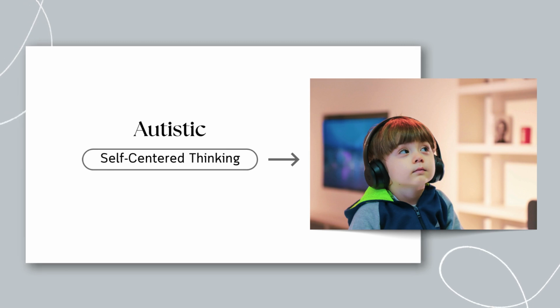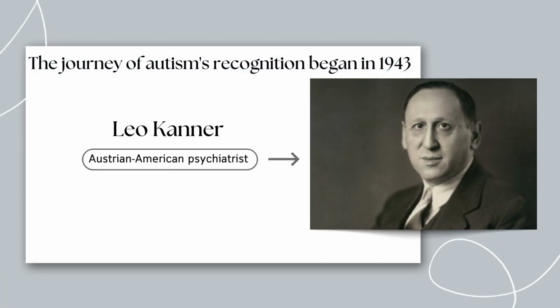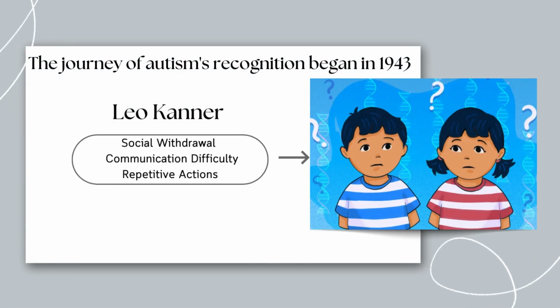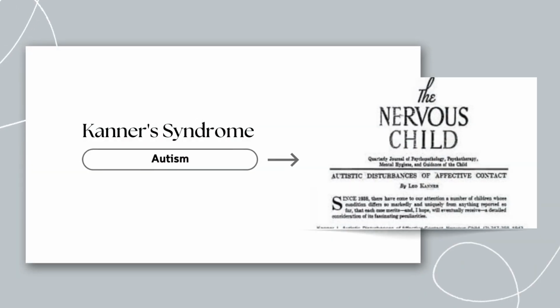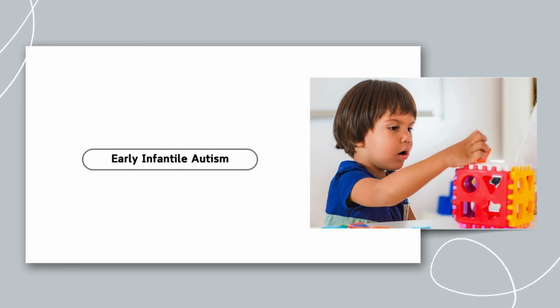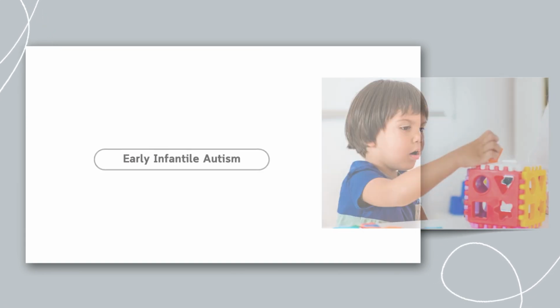In 1943, American psychiatrist Leo Kanner noticed about 11 children played and talked in a way that was different from others, such as social withdrawal, difficulty in communication, and repetitive actions. He thought these kids had a unique way of understanding the world and published a groundbreaking paper about this condition known as Kanner syndrome and adapted the term autism to describe those children. Kanner's adaptation, early infantile autism, marked the beginning of autism being recognized as a condition separate from schizophrenia.